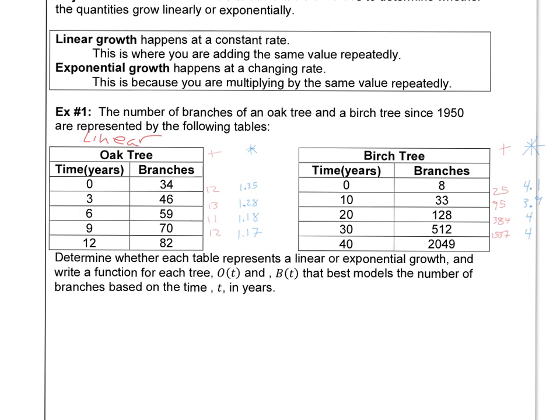Okay, what about the birch tree? Does it look like we're adding the same value every time or multiplying by the same value every time? Well, it definitely does not look like we're adding the same value every time. But on average, it looks like we're multiplying by 4 every time, right? I mean, this was 4.1 and this is 3.9, but they all look like they're right around 4. Here, it was 1 point something, but it constantly was getting smaller and smaller and smaller. So this is not a constant number that we're multiplying by. So we're not multiplying by the same value repeatedly.